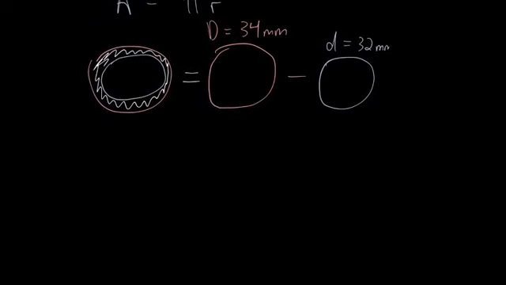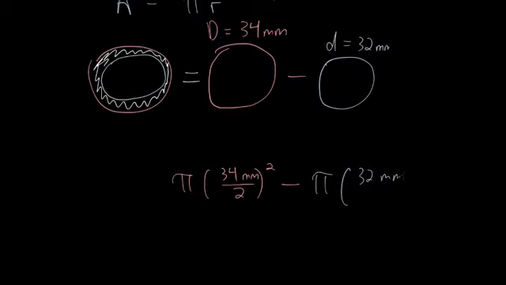The area of the outer circle, or the larger circle I mean, equals pi times radius squared, but since we're only given the diameter, we solve for the radius, which is the diameter divided by 2, and then we square that, subtracting the area of the smaller circle, which is pi times 32 millimeters divided by 2 squared.